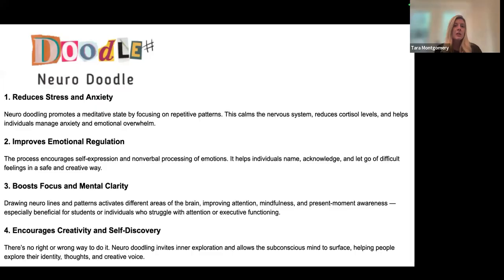The benefits of the neurodoodle: it reduces stress and anxiety. It improves emotional regulation. It boosts focus and mental clarity. It encourages creativity and self discovery.